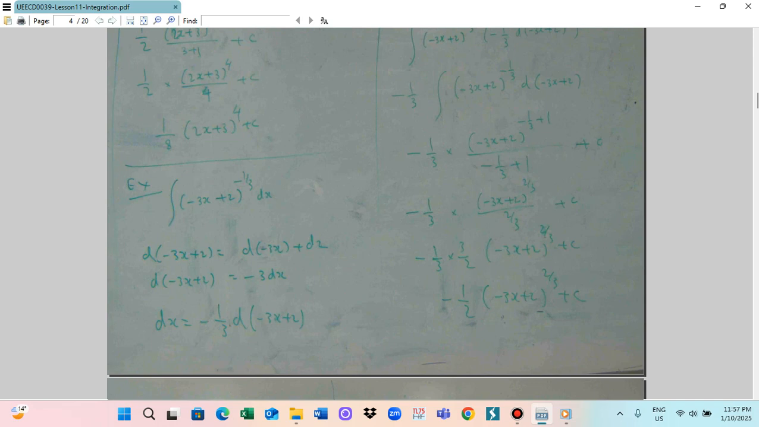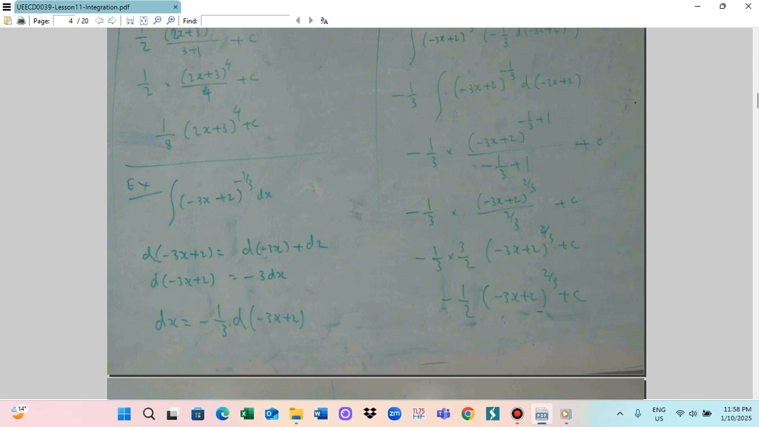So this becomes d of minus 3a plus d of 2. So make the differential: d of minus 3a is minus 3 dA. So this is d of minus 3a plus 2. So the dh you can also calculate. dh is equal to minus 1/3 d of minus 3a plus 2. So by this way you can find dh.